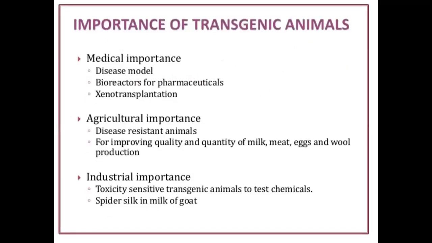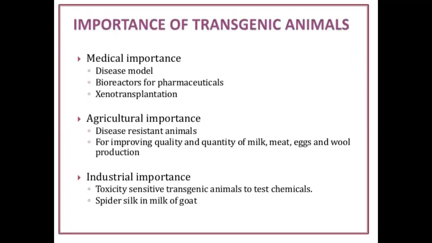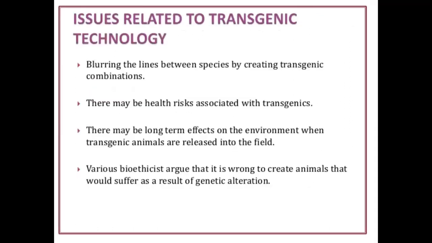The importance of transgenic animals is medicinal, agricultural, and industrial. They are very useful in human applications and disease models, bioreactors for the pharmaceutical industry, and xenotransplantation is also done because of transgenic animals. For agricultural purposes, we can produce disease-resistant animals and improve the quality and quantity of milk, meat, egg, and wool production. For industrial importance, toxicity-sensitive transgenic animals can test chemicals. Then spider silk and silk from the goat can be produced.